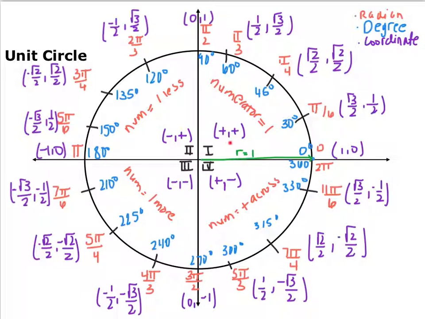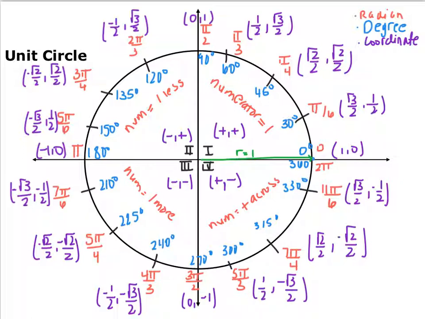In the first quadrant, the numerators are all just pi. In the second quadrant, the numerators are 1 less than the denominator. In the third quadrant, the numerators are 1 more than the denominator. And in the fourth quadrant, there are 2 ways you can think about it. Either add across, so 2 plus 3 is 5, 3 plus 4 is 7, or it's twice the denominator minus 1. 2 times 3 is 6, minus 1 is 5.